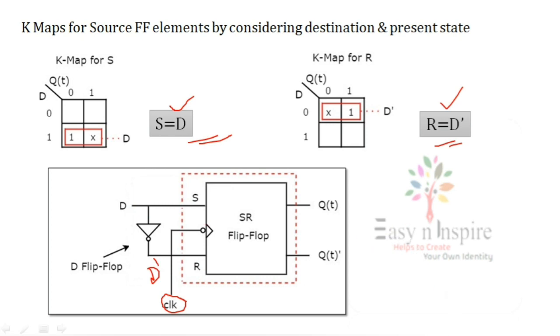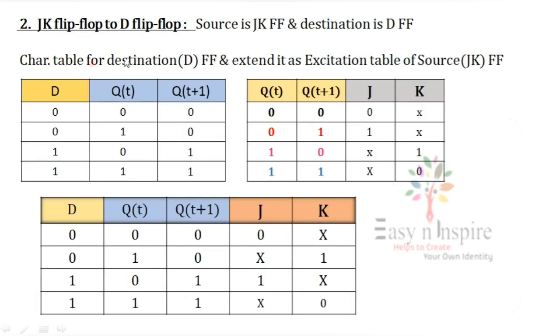Now I will explain one more: JK to D flip-flop. So the source is JK, the destination is D. We take the characteristic table of the destination and the excitation table of the source. Combine these two. First of all, take this one as it is, so as it is I have considered here.